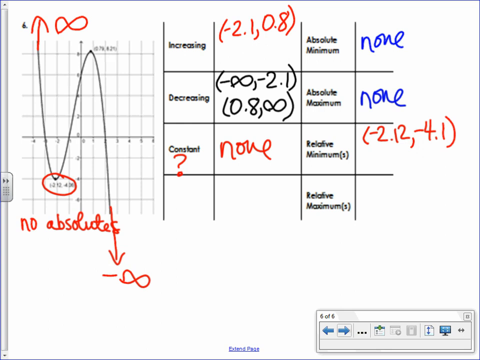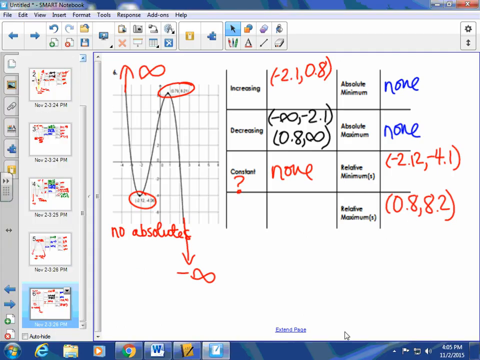Okay. Now my relative maximum, that's this guy up here, because it is a high point. So I'm going to say my relative maximum is at 0.8, and then let's see, the y value is at about 8.2. Okay. So that right there, that gives us an answer to our sheet that said polynomials 3A.2, our practice work, numbers 1 through 6.